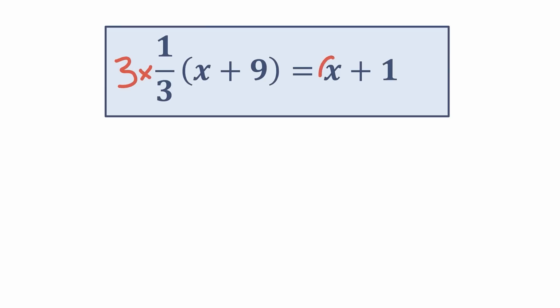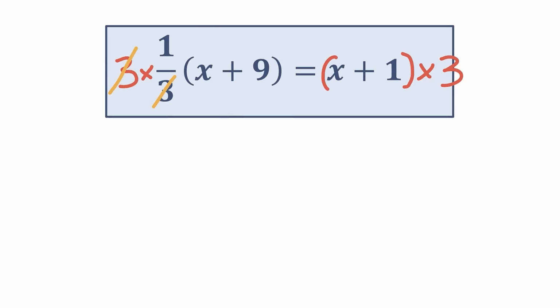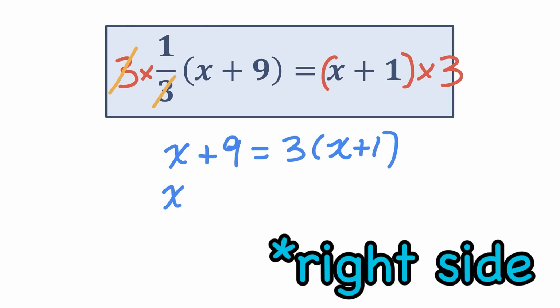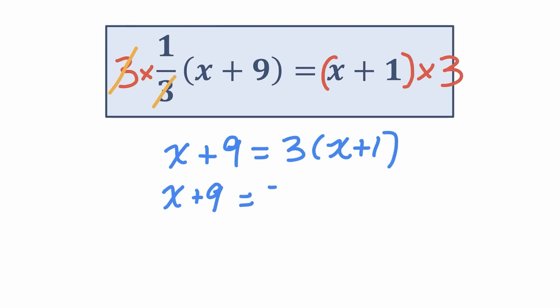The left by 3, and the right by 3. The reason I do that is because on the left, I have a 3 divided by 3, which cancels. So now I have no fractions left. On the left side of the equation, I just have 1 times x plus 9, which is x plus 9. On the right, I have 3 times x plus 1. I'll distribute on the left side to get 3x plus 3.